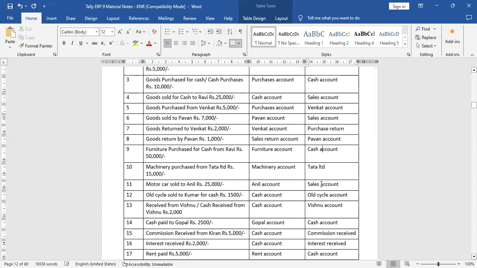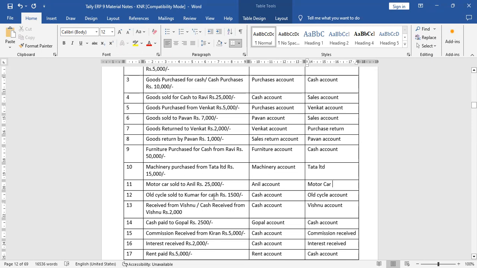Now, does the motor car come in or go out? Going out, sir. So that is the reason, which side do you enter for the motor car? Credit side.